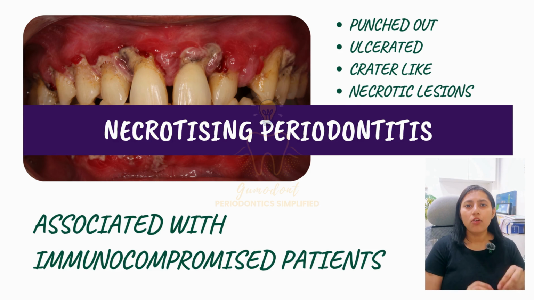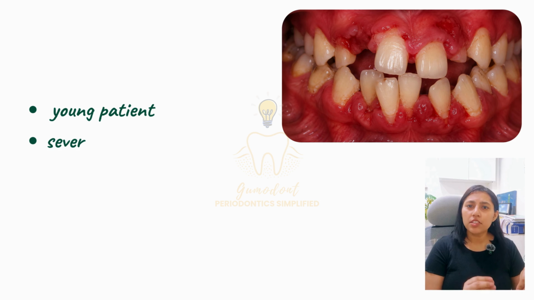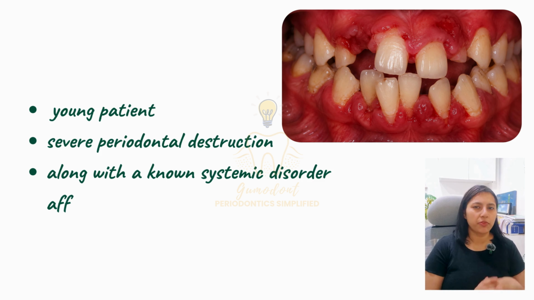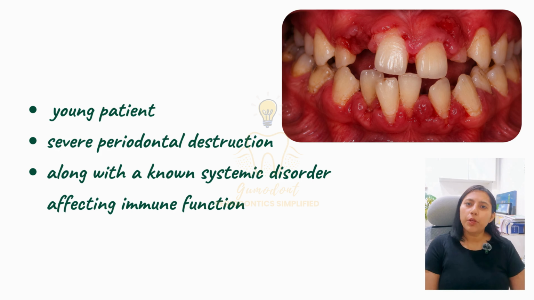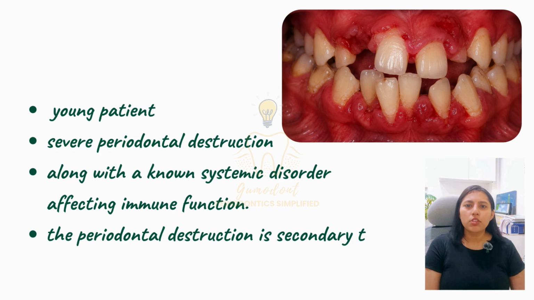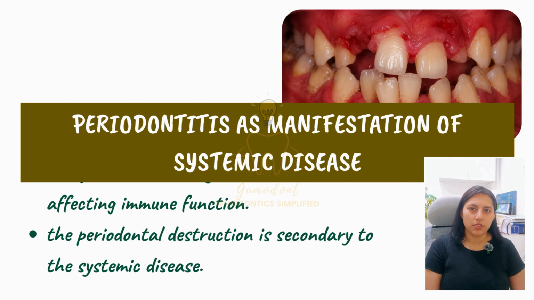This is necrotizing periodontitis, because this condition has a very specific clinical presentation and is usually associated with compromised host response. Now consider another scenario. A young patient presents with severe periodontal destruction along with a known systemic disorder affecting immune function. Here, the periodontal destruction is secondary to the systemic disease. So this is classified as periodontitis as a manifestation of systemic diseases.